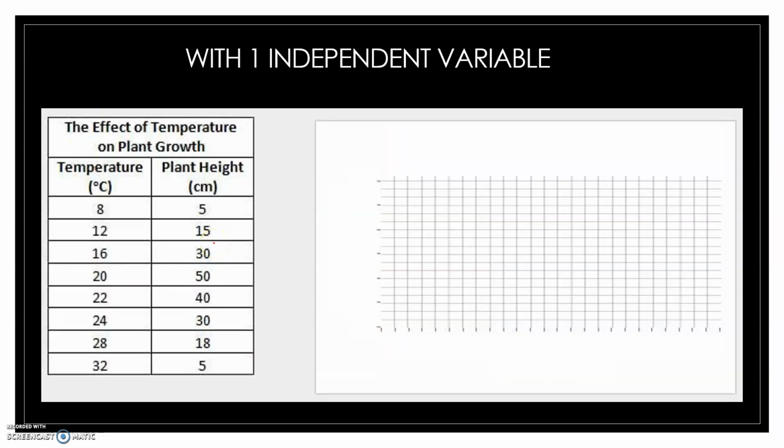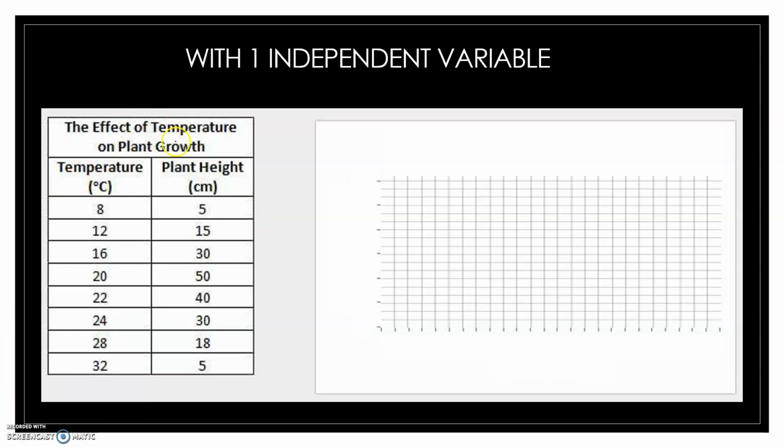Okay, so let's start graphing with one independent variable. If you look at the description here, it says the effect of temperature on plant growth. That very sentence contains an independent variable and a dependent variable. So the independent variable here is the effect of temperature, and the dependent variable is the plant growth or plant height. Okay, so I'm just going to erase so that you can see that title.